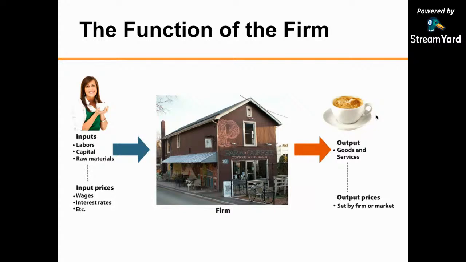Remember that the input prices, so what it costs the firm to make the good, are going to determine the output prices. There's other things that go into it, but setting that output price is going to determine what our revenues are going to be.